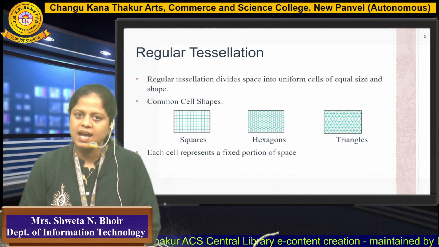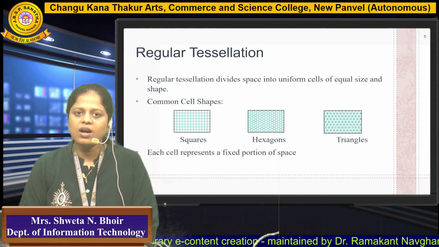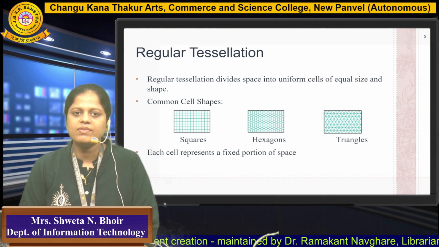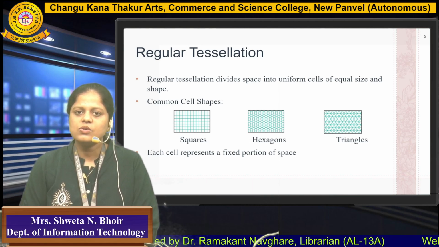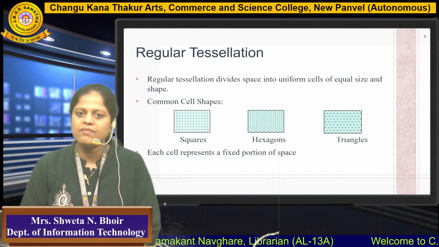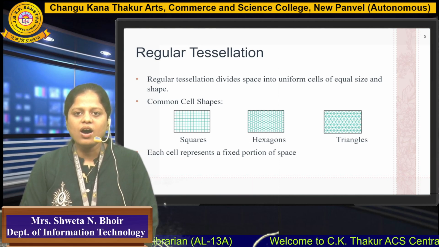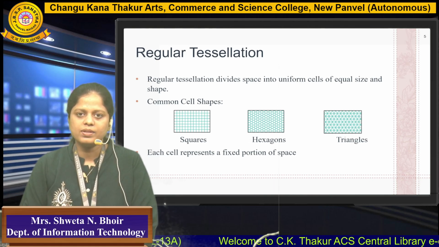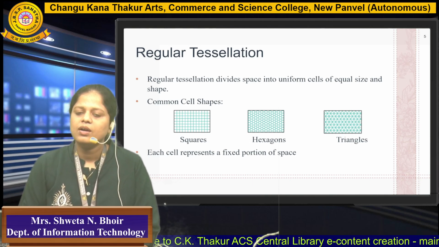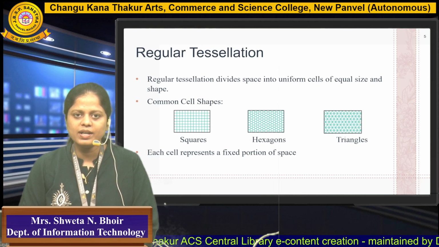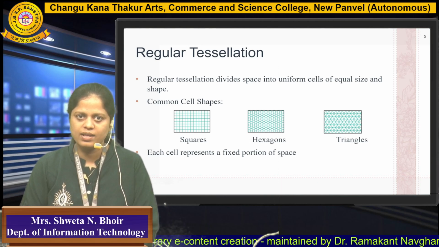For example, there are some common shapes. First is a square, so all the cells are squares and have the same size. Second is hexagonal, so all cells should be hexagonal with the same shape and the same size. Third is a triangle, so all the triangle cells are of the same size. Just remember, whatever cells you are using for your area, all should have the same shape and size. That is a regular one.